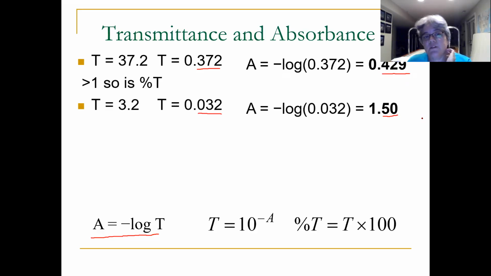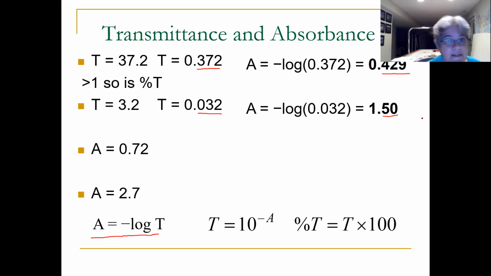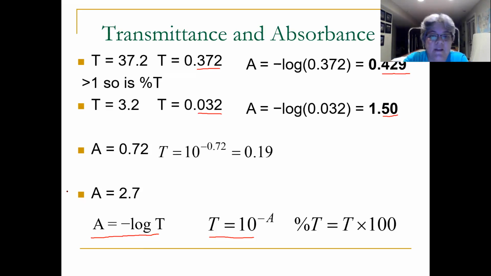Now we need to also go the other way. What if I give you absorbance and I want transmittance? How would we do that? Now we have to take an inverse log, and that equation is written down here. So T is 10 to the minus A. For this one, you're going to have to take 10 to the minus 0.72. If you put that in your calculator, you should get 0.19.